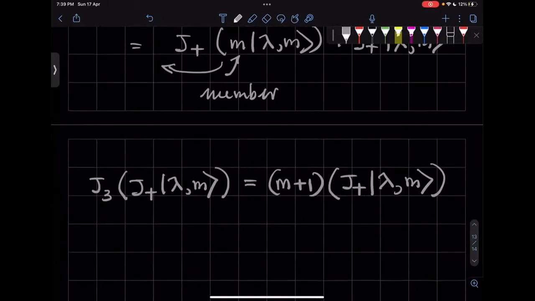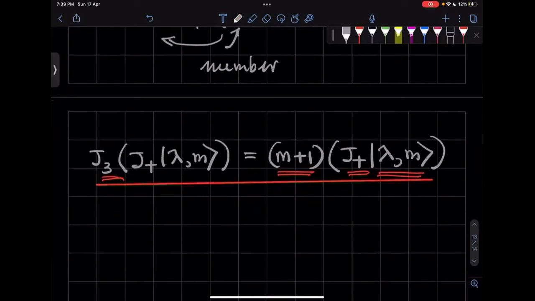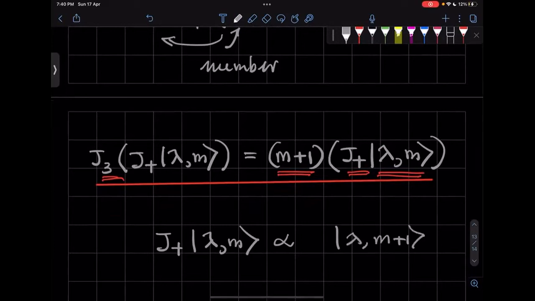So this is an important equation. What does this equation mean? It means that if I apply J plus on a state, its J3 eigenvalue increases by 1. Therefore, I can write J plus acting on lambda m should be proportional to what? Lambda m plus 1. Right, because J plus acting on it increases the J3 eigenvalue. So this is always the J3 eigenvalue, and this is always the J squared eigenvalue. These are the slots for them.